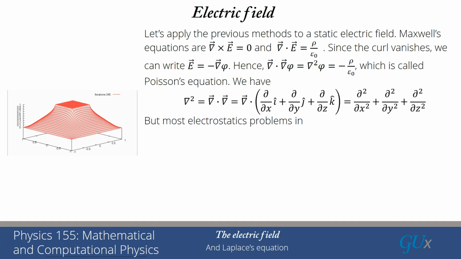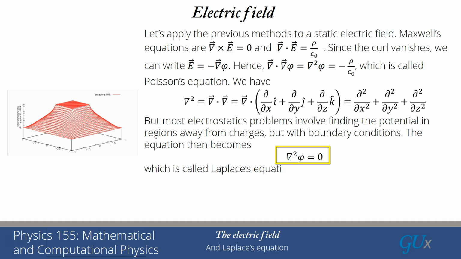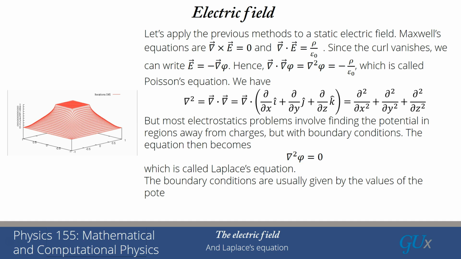Now it turns out in most electrostatics problems we actually don't set charges anywhere. What we do is we set potentials on surfaces, and so what we want to do is solve this equation but in free space with the boundary conditions, and then the equation becomes del squared phi is equal to 0. That's called Laplace's equation, and we have to supplement that equation with some appropriate boundary conditions, which usually are given by the values of the potentials on different metal surfaces.